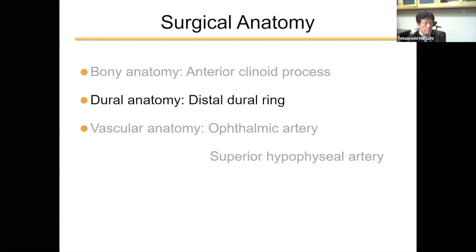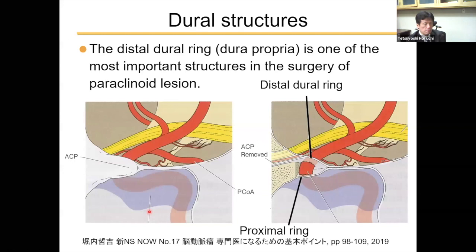I think the distal dural ring is a key structure. The distal dural ring is very complicated. These figures indicate the relationship between the anterior clinoid process and the dural ring. The left figure shows the lateral view of the left paraclinoid region before removal of the process, and the right one shows the same view after removal of the process. The upper membrane over the process represents the distal dural ring. The lower membrane represents the proximal ring.